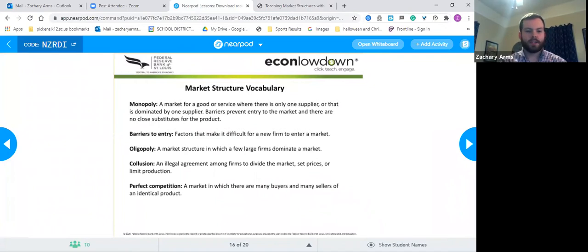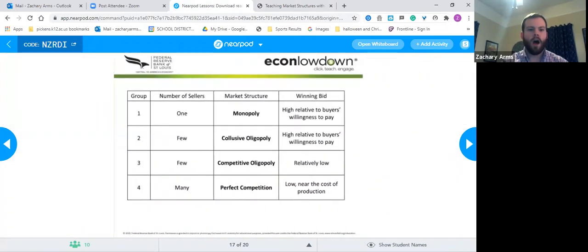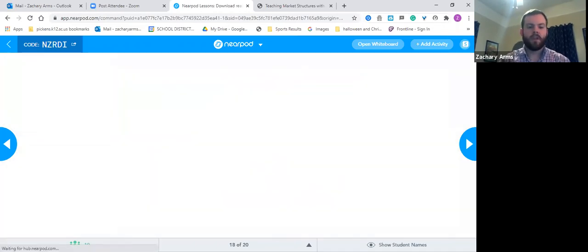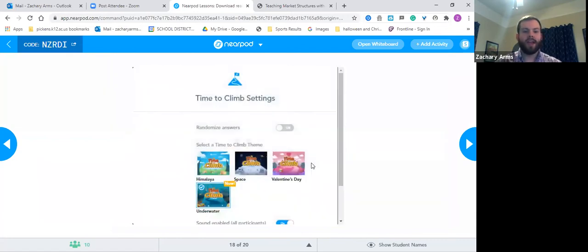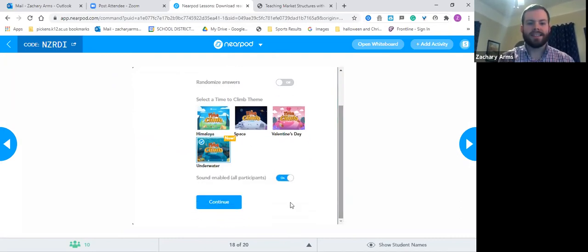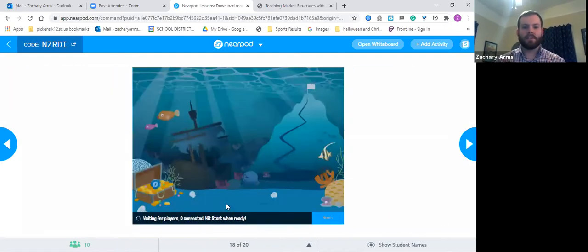And then the slides, as you'll see, go over the vocabulary, so they're reviewing that again. This is the answers, so they can make sure that they have the right ones. And that's that activity. Then the way to end this is a game on Nearpod that they love to play. It is called Time to Climb. Essentially, it is like Kahoot in that it's a competition, and they're basically racing to get to the top of the hill through a multiple choice quiz.